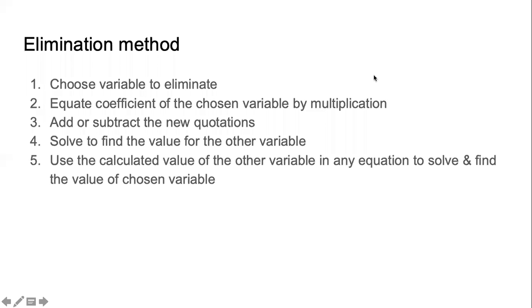The second method that we studied last year is called the elimination method. If you want to write down the steps of how to use this method, we can write like this. We have to choose a variable to eliminate. Again, the control is in our hands. We have to equate the coefficients of the chosen variable by multiplication. We have to add or subtract the two new equations. Solve to find the value of the other variable. Use the calculated value of the other variable in any equation to solve and find the value of the chosen variable.